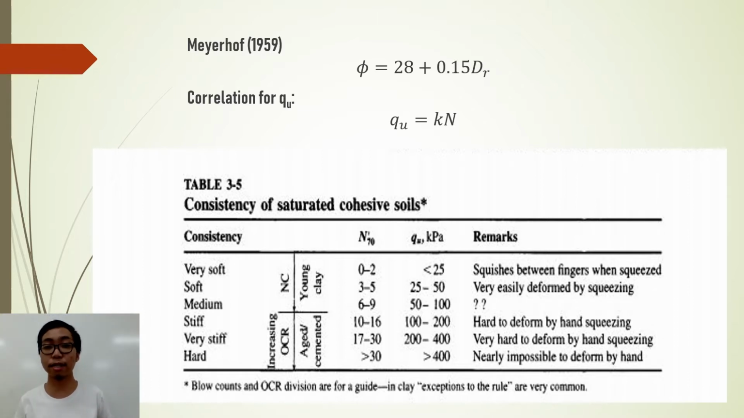And lastly, for the last variable, we will correlate the number of blows with Qu. Qu is equal to Kn, where K is a constant, and the relationship of both can be found in table 3-5, page 163 of Joseph E. Bowles' book. So that's all.